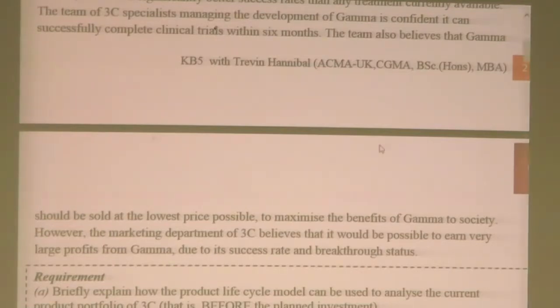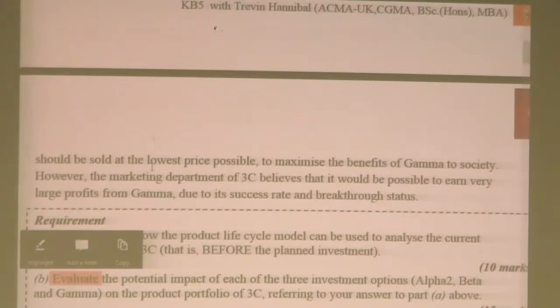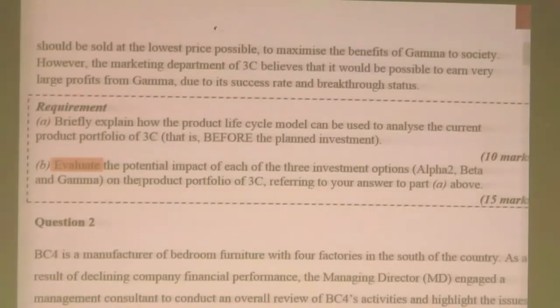So guys, what you have to do in section B, look at the word. The word is evaluate. That means you have to say which of these three investments is good. Evaluate the potential impact. But there is a way of evaluating this. You have to show the pros and cons, the good side and bad side, what will work, what will not work. All of that you have to write down in a very professional and formal manner.